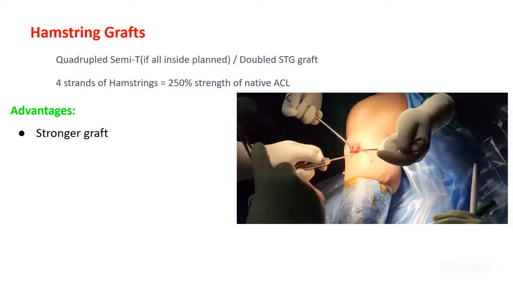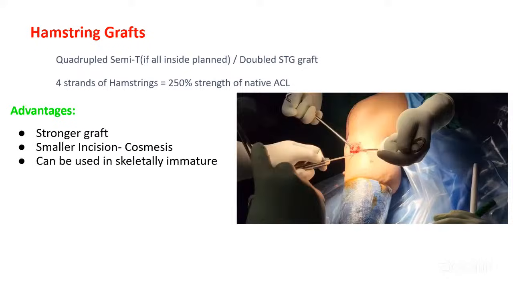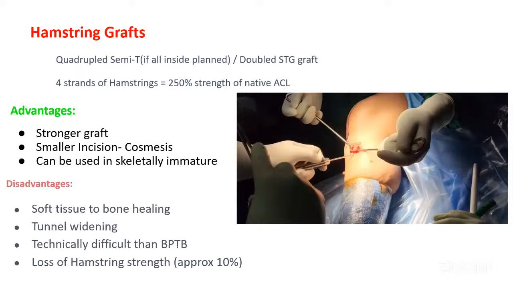So advantages of this hamstring graft are stronger graft, smaller incision, cosmesis, can be used in skeletally immature patients, and disadvantages being the soft tissue to bone healing, tunnel widening, loss of hamstring strength approximately 10%.